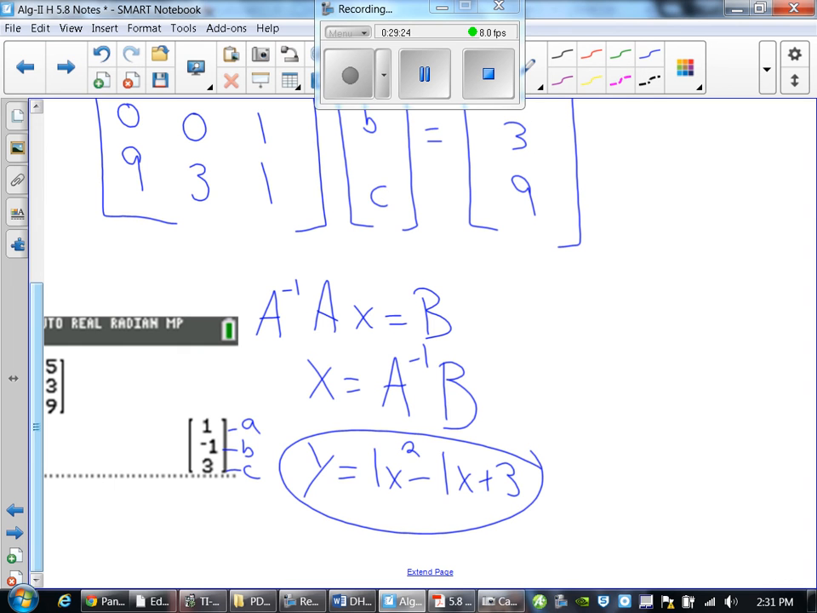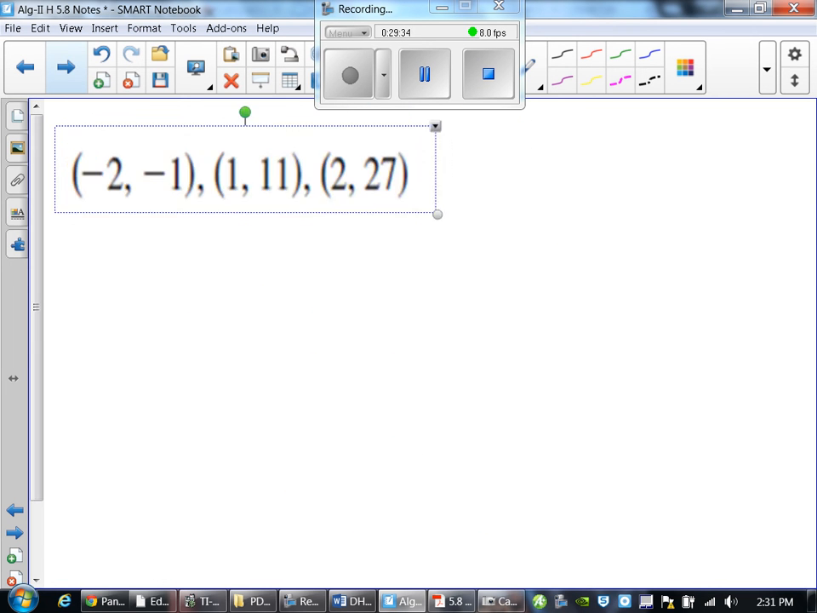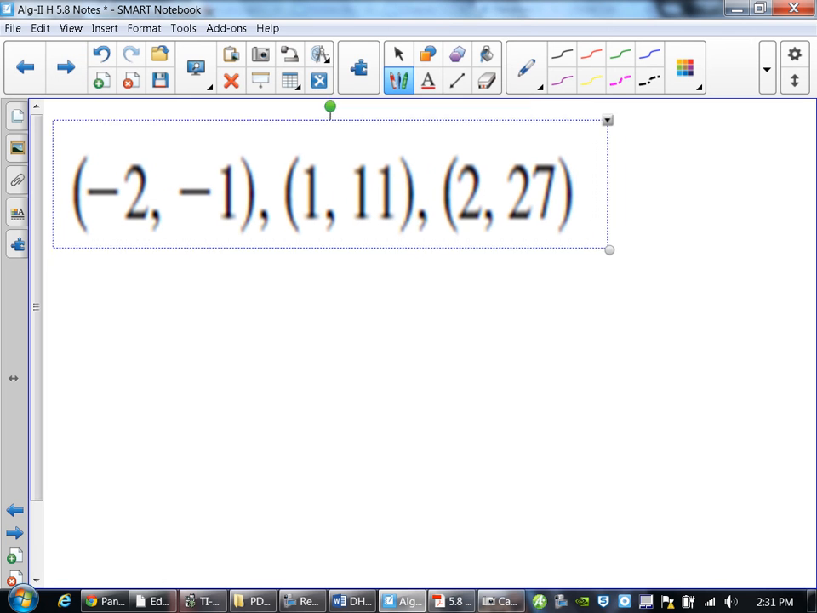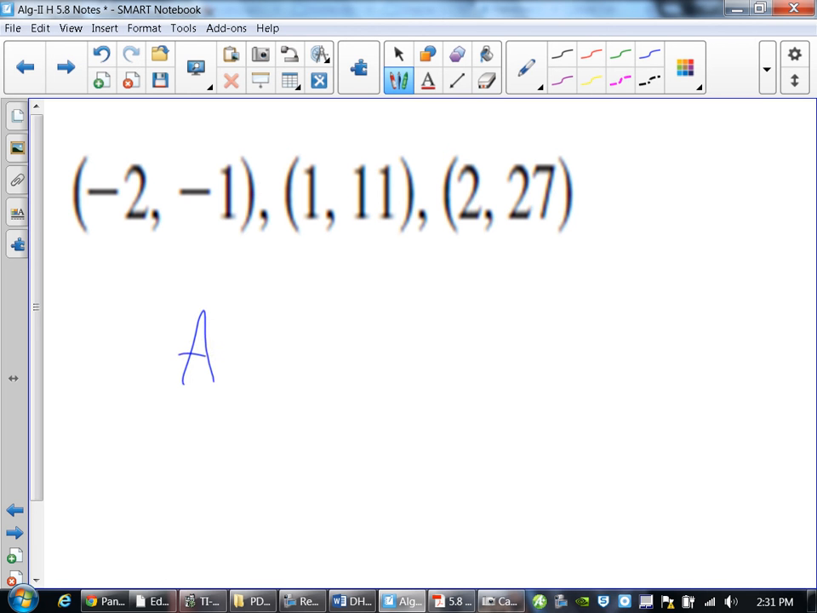Wait, hold on. This isn't working. That's what the answer's for. That's the A, B, and C for the quadratic in standard form. Okay. Oh, that's right. All right, I figured it out. The inverse of A times A, that's just what it looks like in long form. That's all it is. When you're dealing with matrices, matrices are labeled with capital letters.